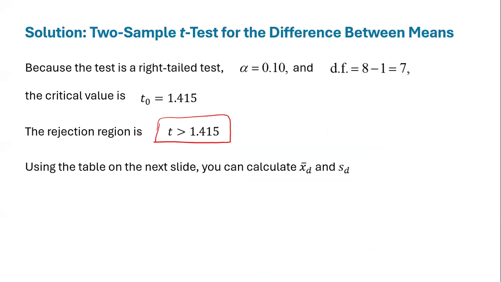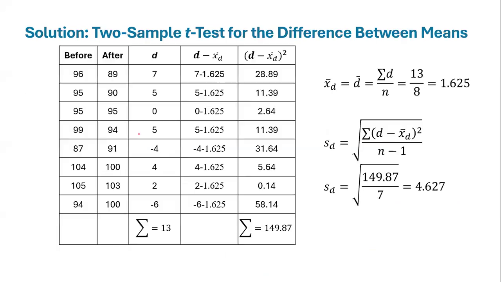Now I will find the difference values, the mean of the difference values, and the standard deviation of the difference values. After finding the differences, which I showed you on the previous slide, we need to find the mean. Mean means adding all those numbers together and then dividing by 8, because we have 8 numbers, and we get 1.625 for the mean. Sometimes we show the mean by x bar sub d, sometimes by d bar. Both of them are the same.